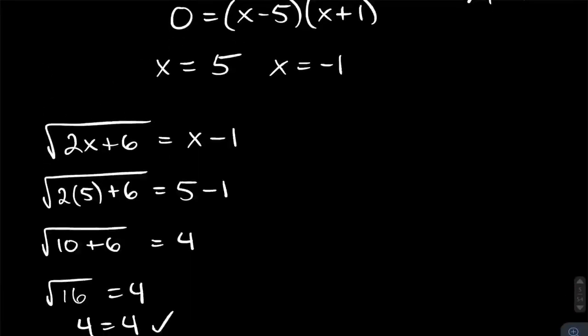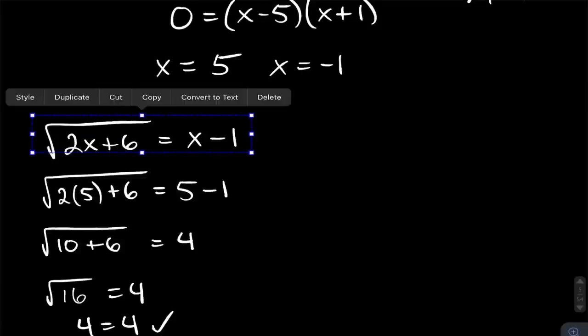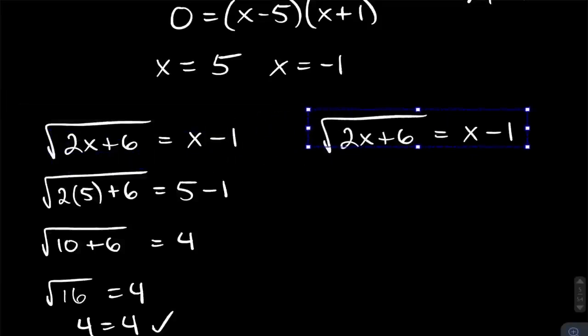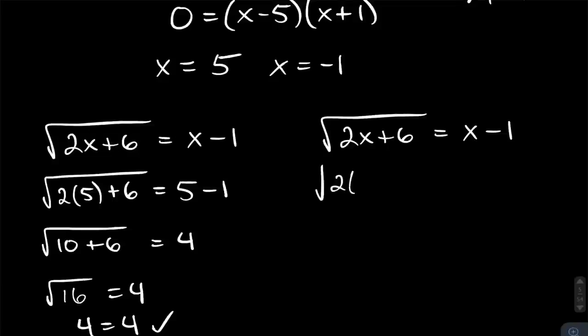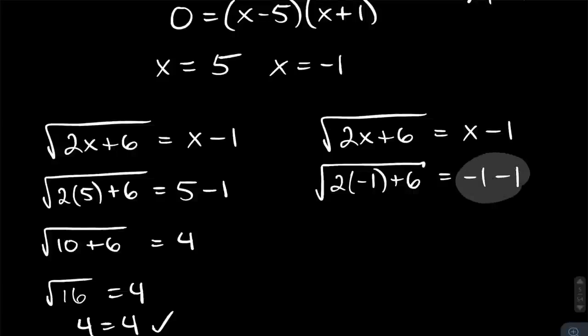But what about the other one? Well, let's try this again. Well, we plug in a -1. And look, you can already see it's not going to work. Look over here, you're going to have a -2. And what comes out of a square root can't be negative.